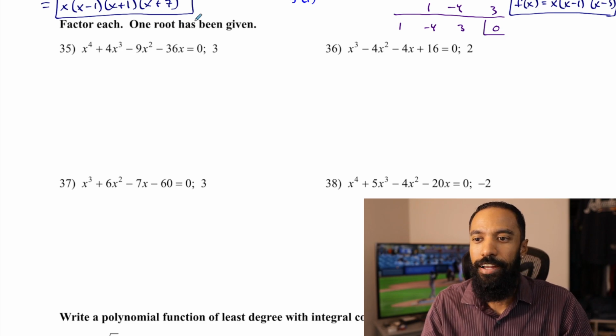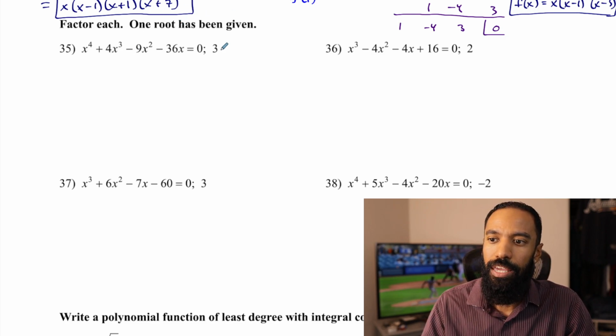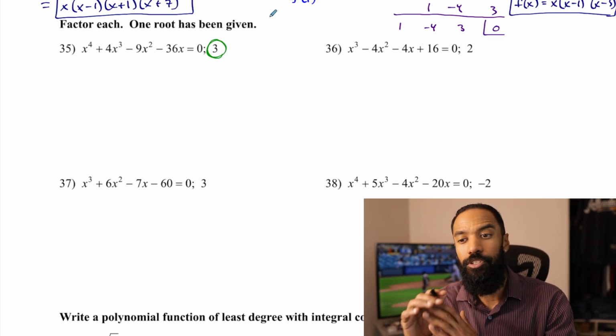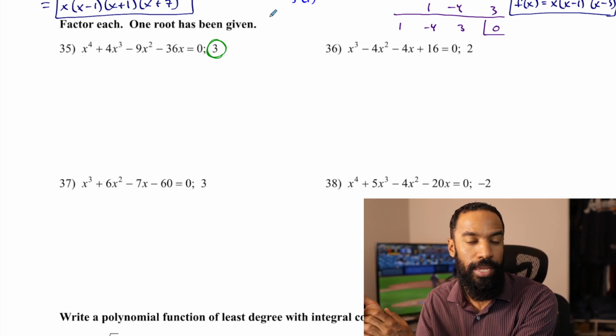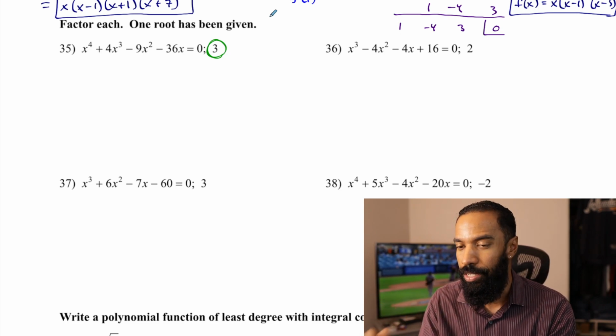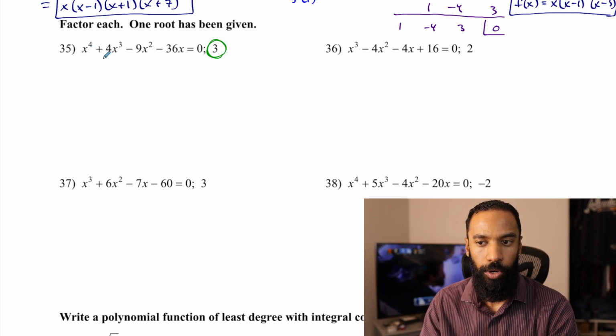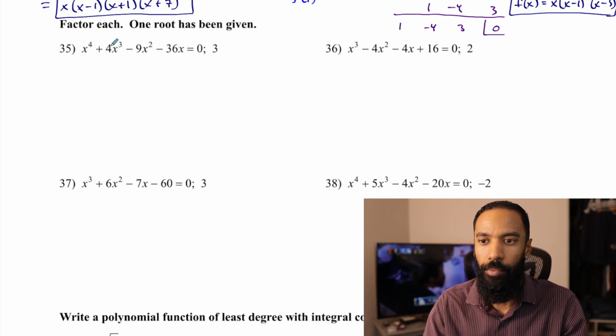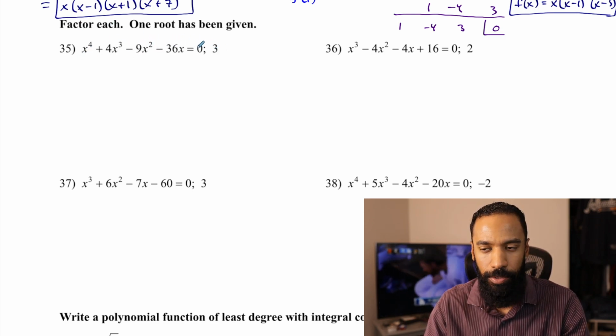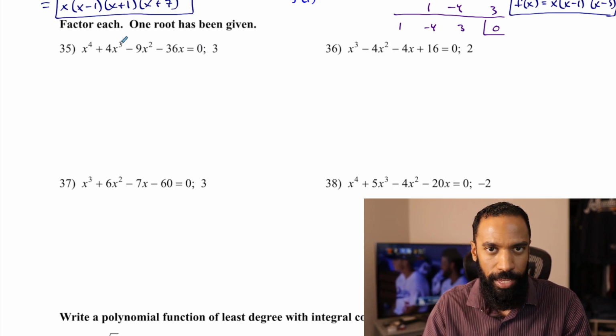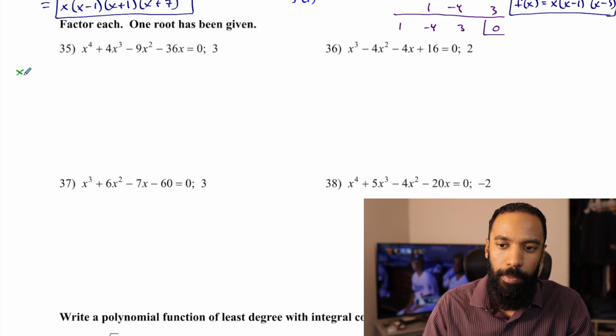Here we go. Factor each. One root has been given. So they're giving you the root of 3. We don't have to use rational root theorem to figure out that 3 is one of them. I will mention that x is also a greatest common factor right here. So I'm actually going to start with that. It does say factor. It doesn't say solve. I know it says equals 0. We're going to have to ignore that. We're not solving. So I'm going to start by factoring out x.